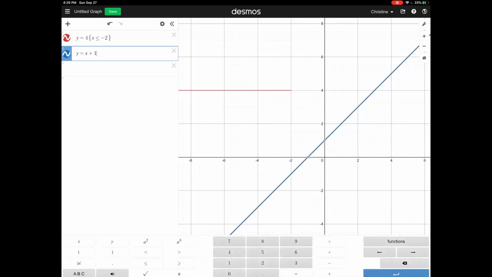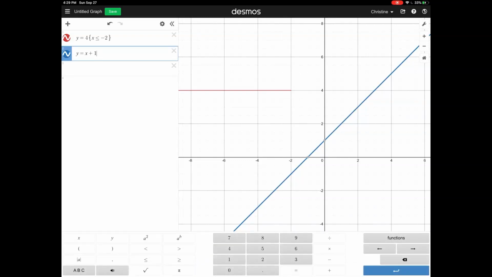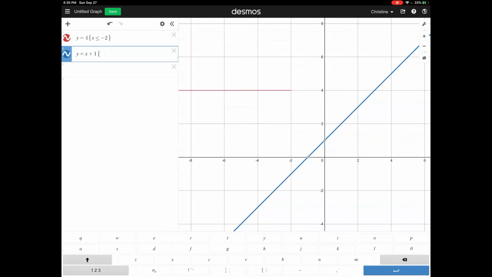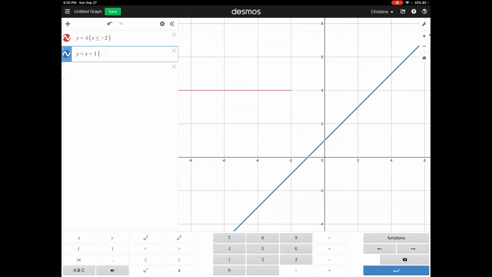So we need to set our limits on this next piece, and remember that x was in between negative 2 and 3 here and not inclusive. So let's go get our curly braces to put our conditions, and then we're going to start with negative 2 less than x less than 3, and there we have that piece of the function.